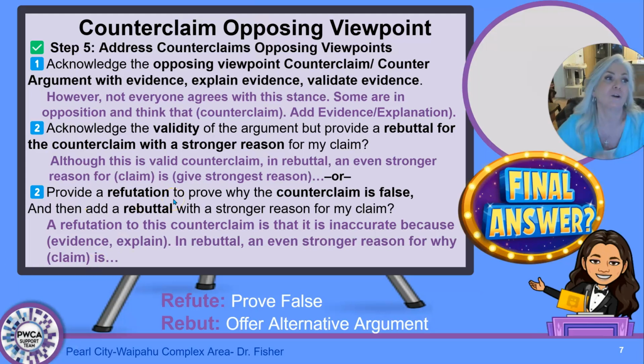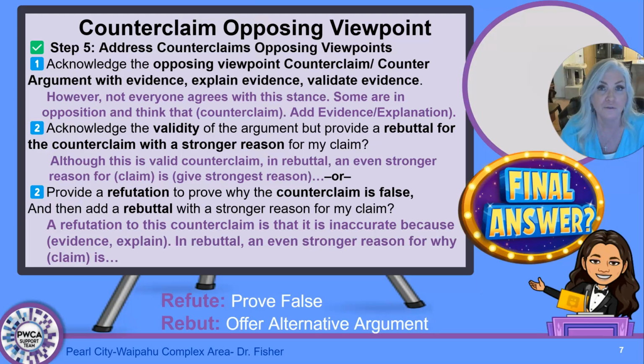So let's talk about our counterclaim for a moment. When you're looking at the opposing viewpoint of our counterclaim, you must, starting from 7th grade, by the way, 7th, 8th, and 11th. So 6th grade, you're off the hook. You don't have to do a counterclaim. I would still address it, but you don't have to go into as much depth as the 7th, 8th, and 11th graders do.